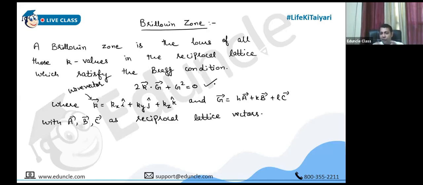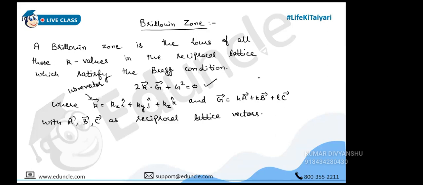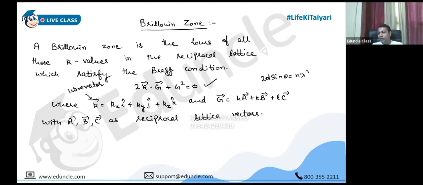Obviously, in direct lattice, only certain lambda values satisfy the 2d sin theta equal to n lambda equation, isn't it? Yes, sir. We write 2d sin theta equal to n lambda. Then all the lambdas do not satisfy this equation. Only certain lambdas, and because k is equal to 2 pi by lambda, if only certain lambdas satisfy this equation, it means only certain k's will obey this equation. One and the same thing, right?